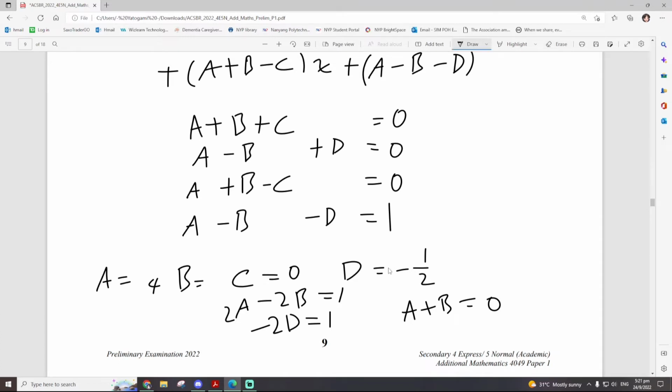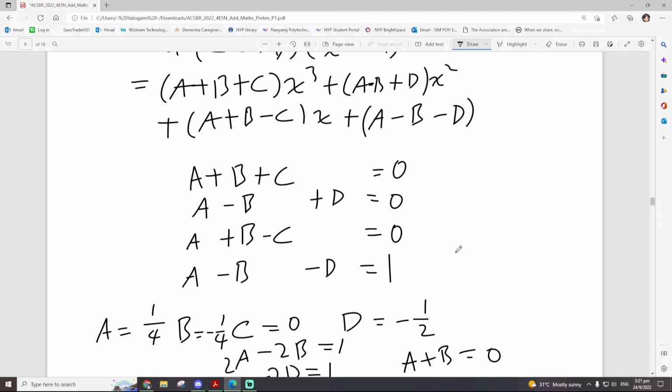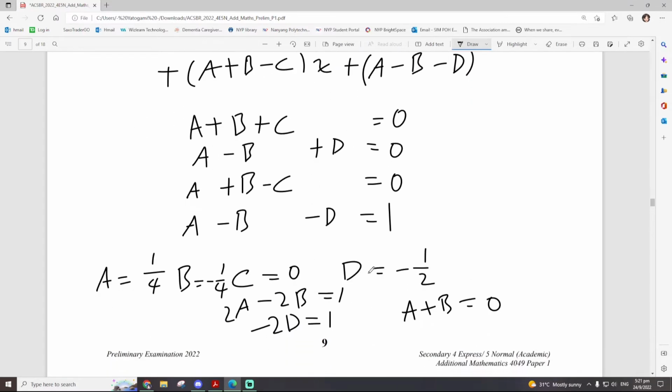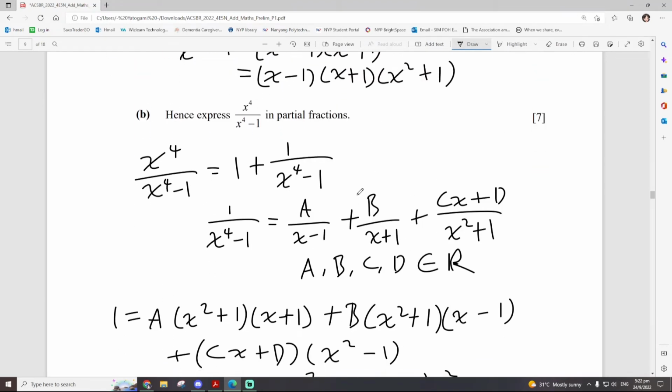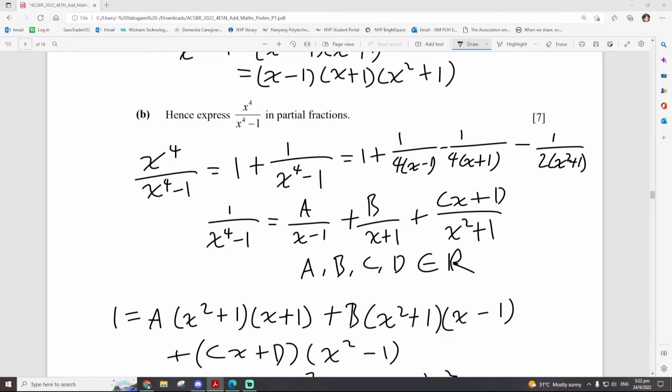Of course you can do the method of substituting in numbers also. When you go to JC, you will learn that you can use a graphing calculator to solve this kind of equation, but it's okay. And we'll come back to the top and we'll get our final answer of 1 plus 1 over 4(x minus 1) minus 1 over 4(x plus 1) plus c itself is 0, so you get minus 1 over 2(x squared plus 1). Okay, there you go. And that should be the answer.